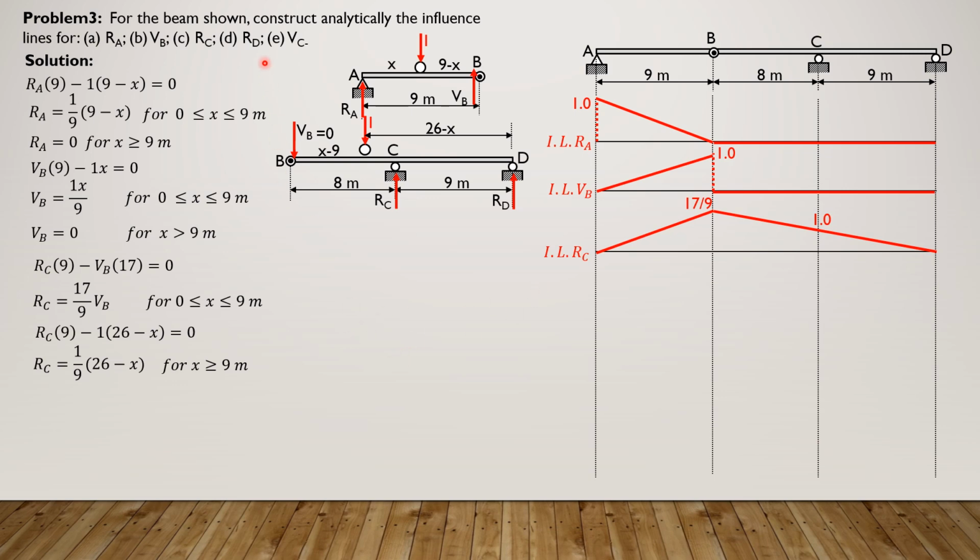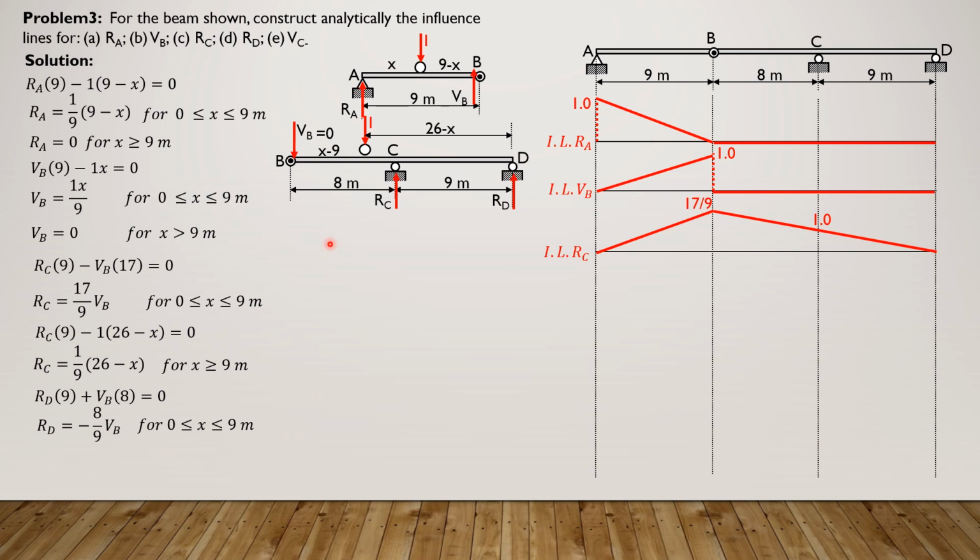Next, influence line for RD. So we sum up moment about C equals 0. Take note that the unit load is no longer here because we consider first from 0 to 9. So RD times 9 plus V sub B times 8 equals 0. So RD is negative 8 over 9 of V sub B. This is for 0 less than or equal to x less than or equal to 9.